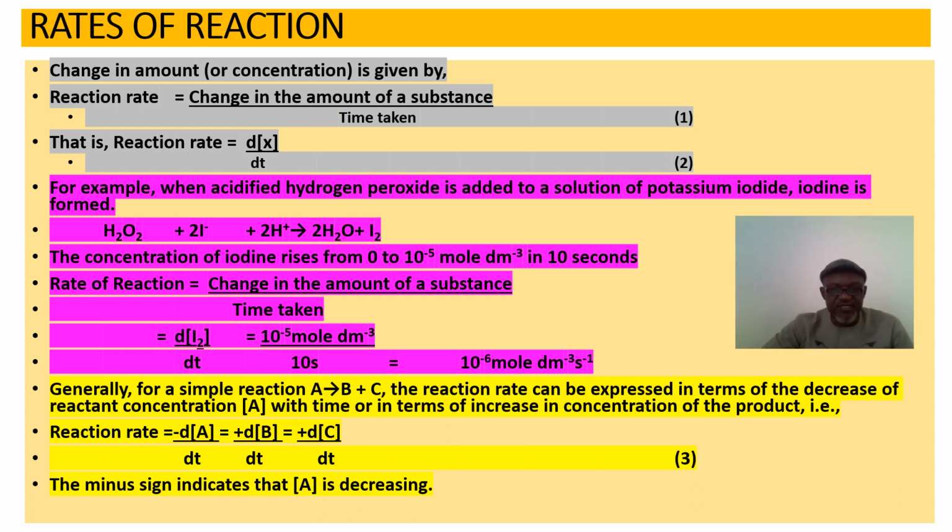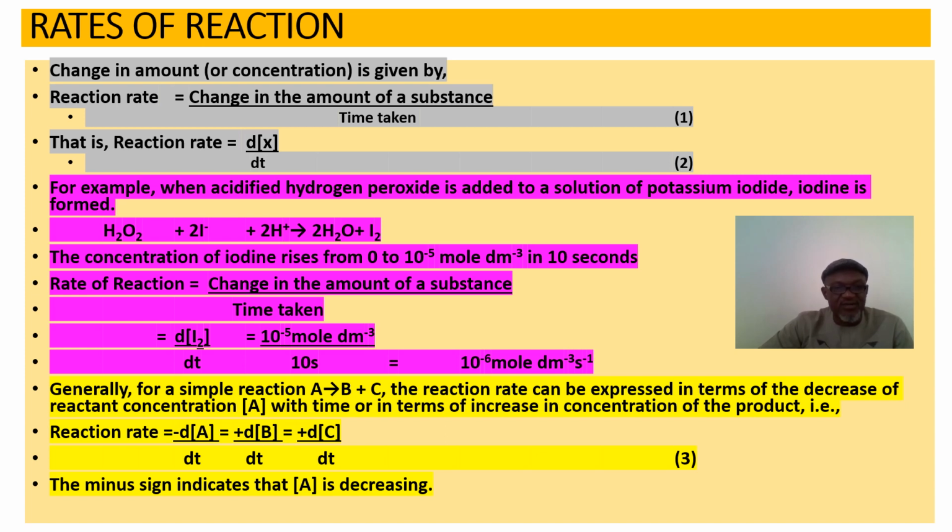So generally, for a simple reaction, A to B plus C, or even A plus B to C plus D, the reaction rate can be expressed in terms of the decrease of reactant concentration with time or the increase in product concentration. So recall that at the beginning of the reaction, the reactant concentration is at the maximum, but the product concentration will be 0 because the reaction has not started. The moment the reaction starts, the reactant concentration will be reducing, whereas the product concentration will be increasing. So that's why we have the rate of reaction.